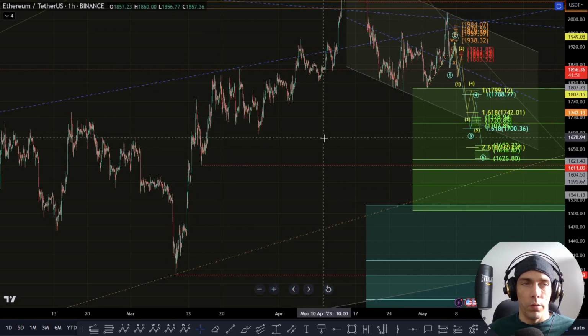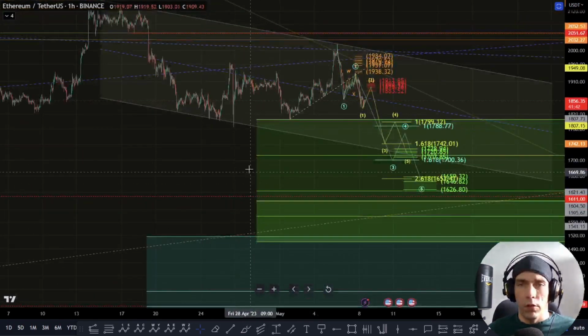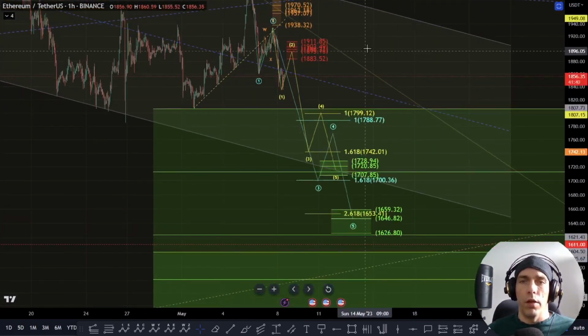Obviously, we've got some key levels here as well. This 1679 would be coming back into these highs here. So this could be quite an interesting zone if we do look to continue to break down.